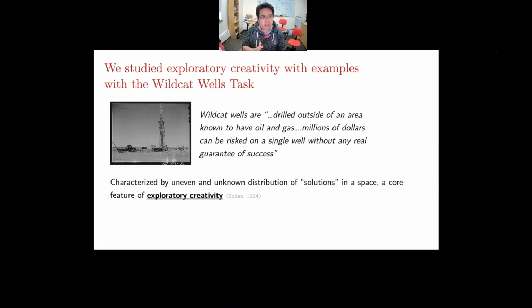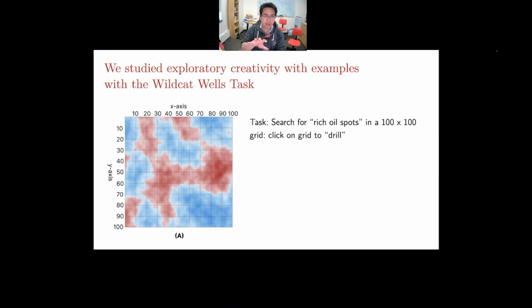So in this way, this task is characterized by uneven and unknown distribution of solutions in the space, which is a core feature of exploratory creativity that we can use to model the use of examples in creative work. We put this into an interface where the task is to search for rich oil spots in a 100 by 100 grid. And the way you do this is you simply click on the grid to drill, and you'll get feedback on whether there's oil or gas in that location in the form of a score.